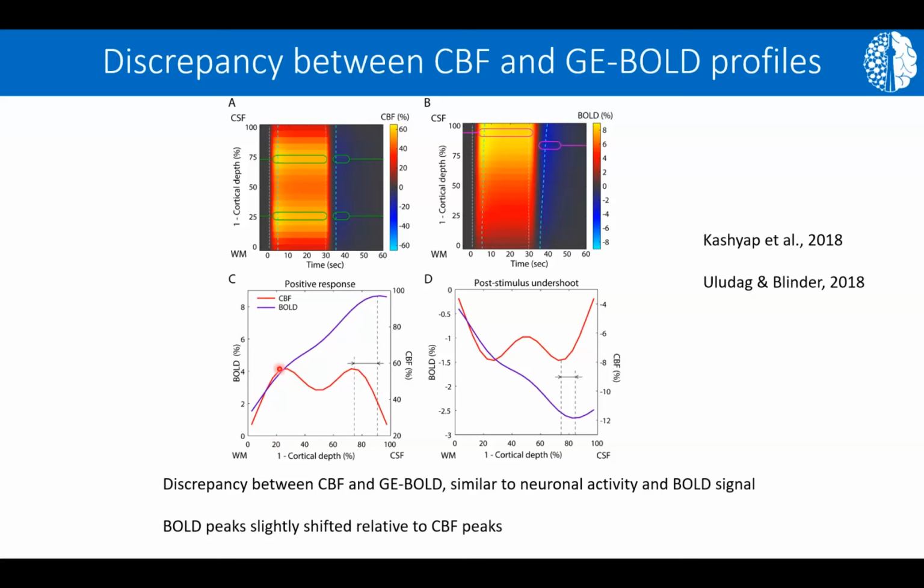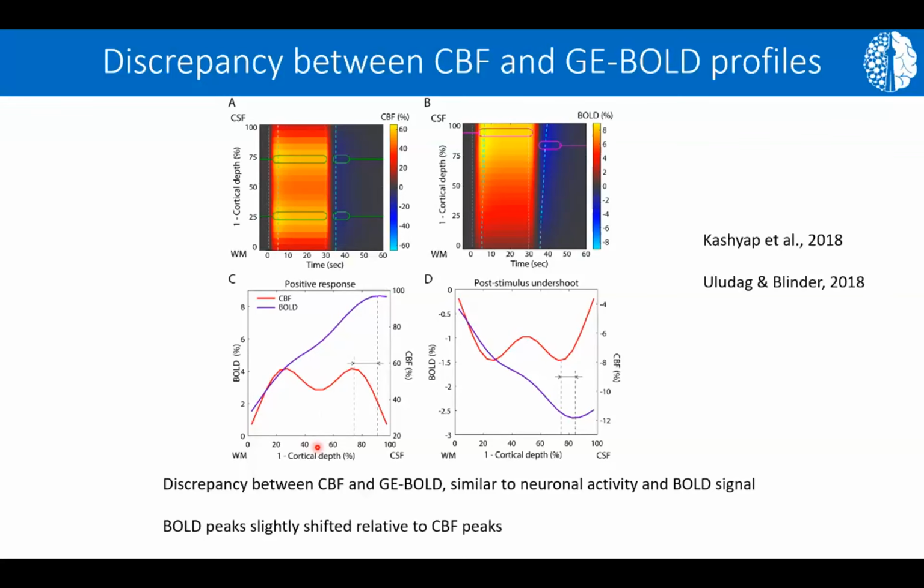This is now shown in a 2D version, white matter on the left, CSF on the right this time. And then you see the two peaks of CBF in red. And in the BOLD signal, you have some hint of a peak here and here, but it actually looks more or less like a linear increase. So it's very fascinating that this red is the input and the purple one is the output.